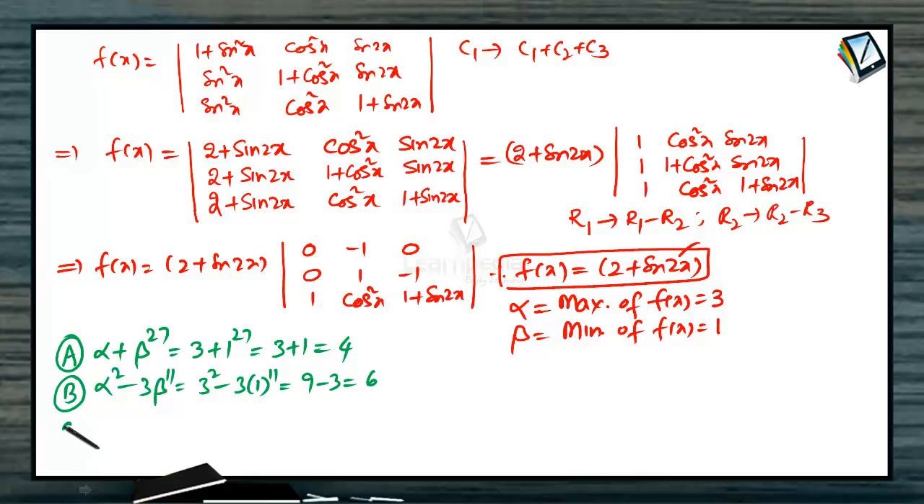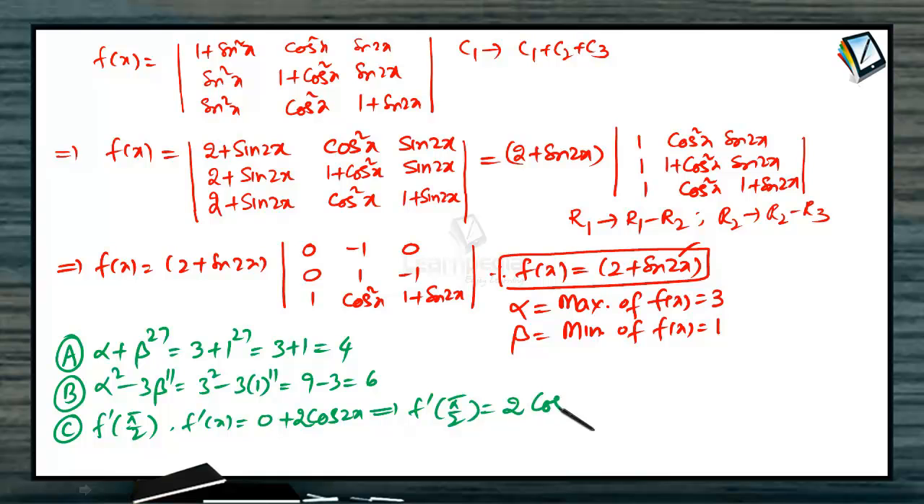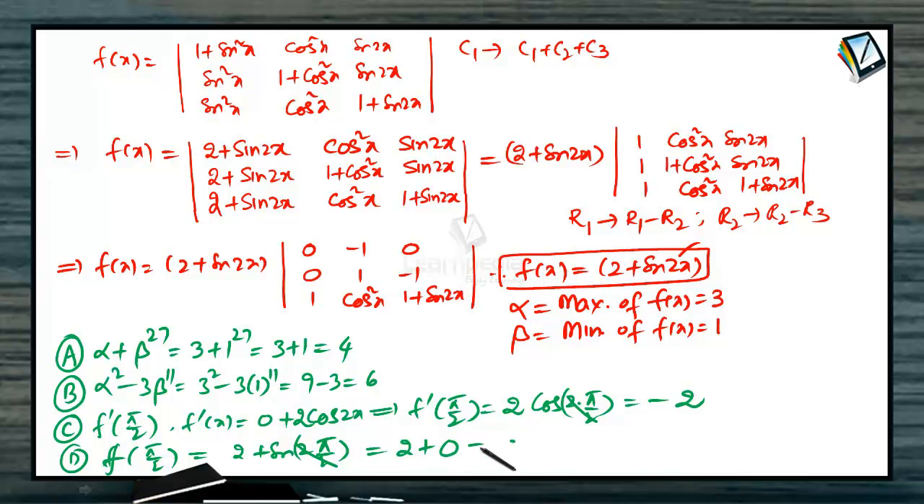Similarly, what we had is f dash of pi by 2. First of all, f dash of x. F dash of x is equal to 0 plus the derivative of sine 2x, which is cos 2x into 2. Implies f dash of pi by 2 is equal to 2 into cos of 2 into pi by 2. That is cos of 180, which is minus 1, so it is equal to minus 2. And the D one is f of pi by 2, which is 2 plus sine of 2 into pi by 2, that is 2 plus sine 180, which is 0, so it is equal to 2.